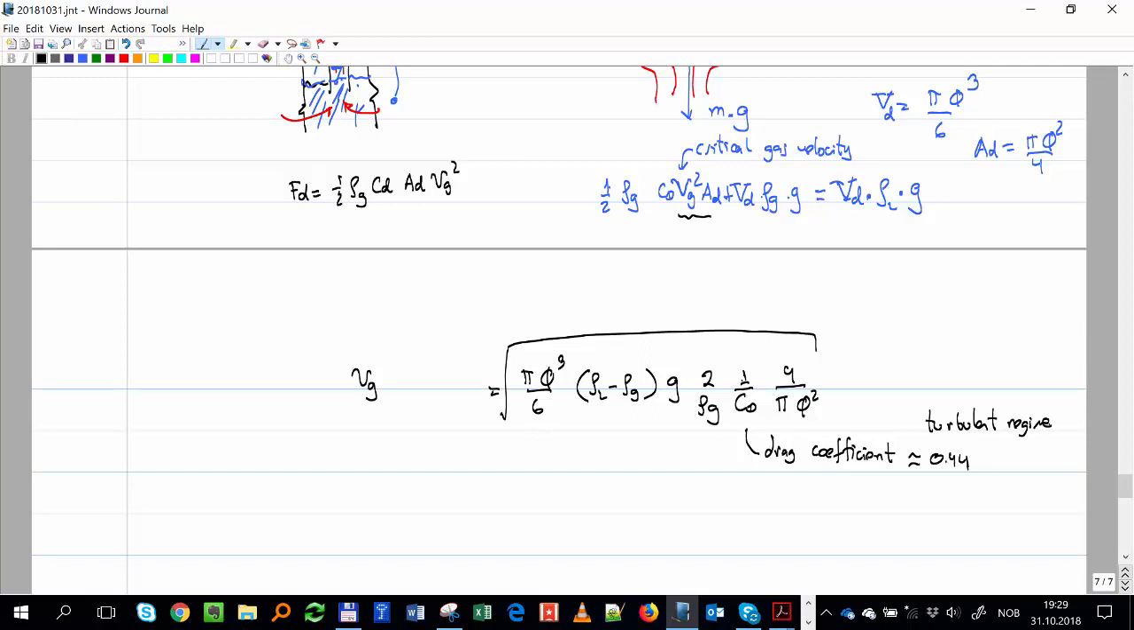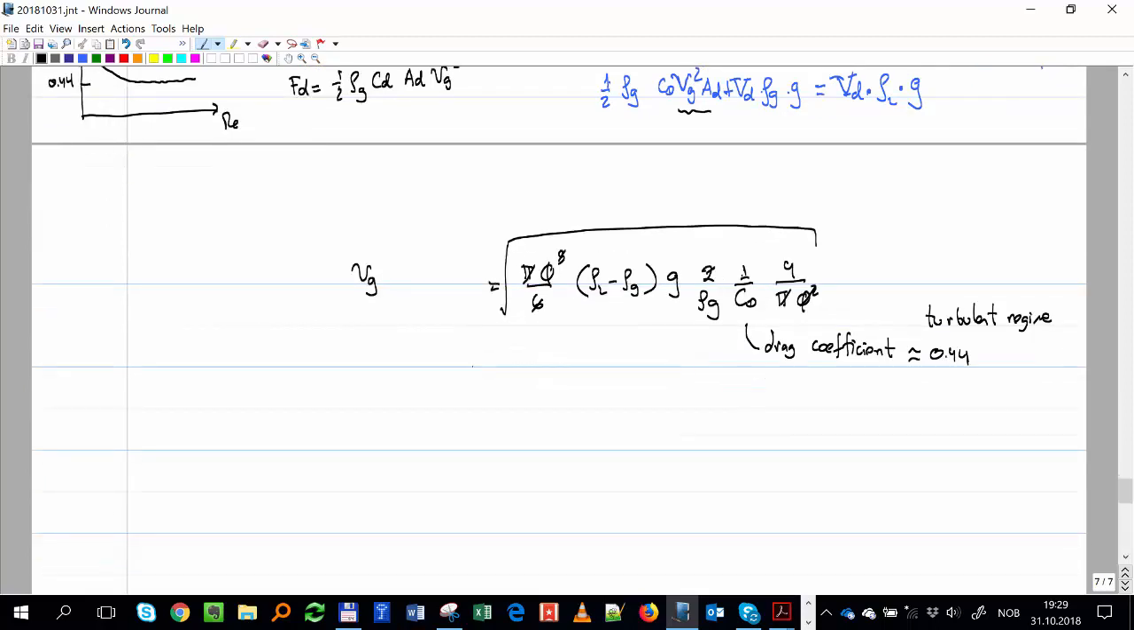If you plot this CD versus the Reynolds number, it has a behavior similar to the friction factor. First it is high, then it becomes low, and this number here is 0.44. So we assume a turbulent regime, that's 0.44. This 2 goes with this 6, this diameter goes with this diameter, pi goes out here, and at the end we end up with this expression.